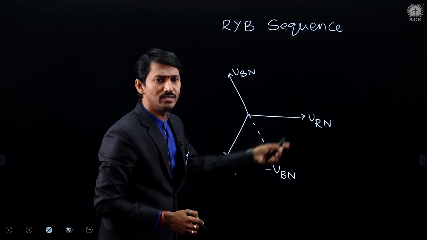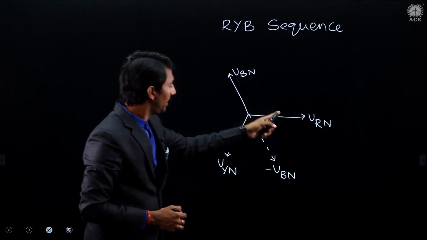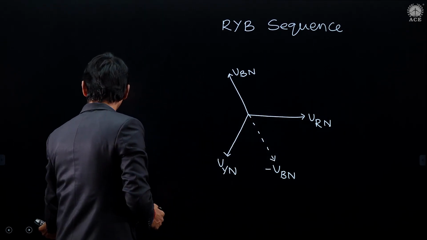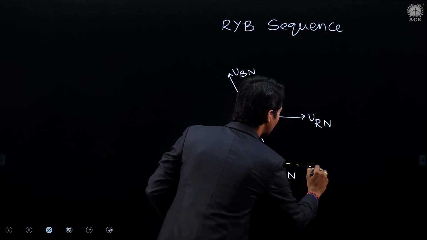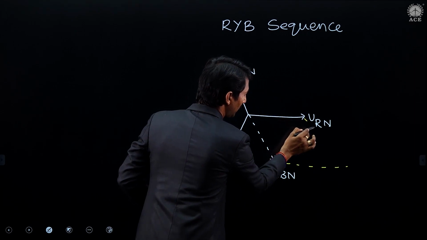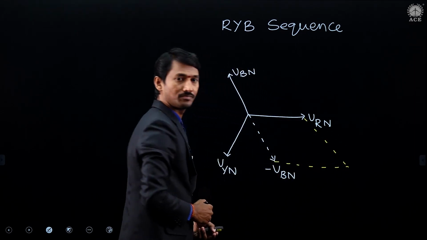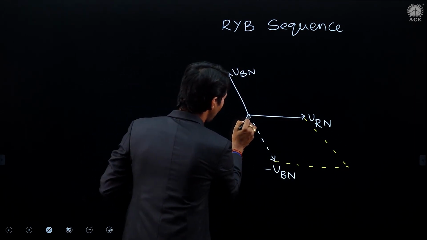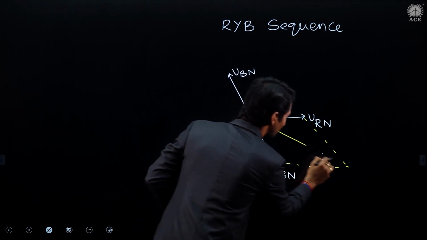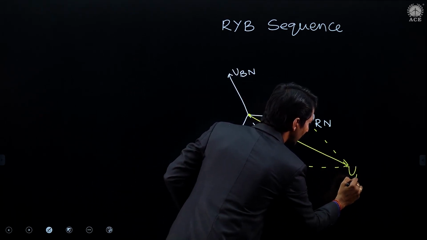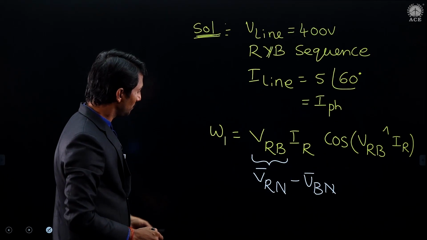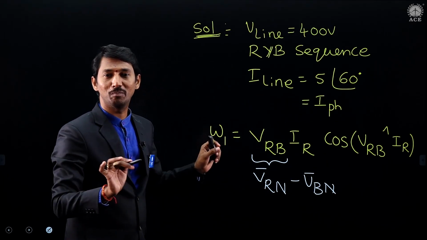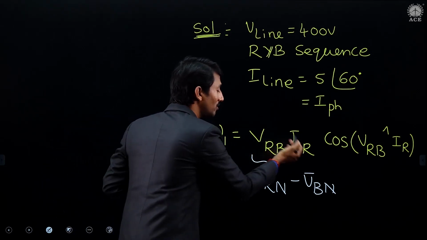Sir, after getting these two, it is simple vector addition: VRN vector and minus VBN vector. We need to add these two. If we are adding these two, we are going to get the value VRB. After that, see the equation. VRB we require. Okay, happy we got it. But IR is also required.